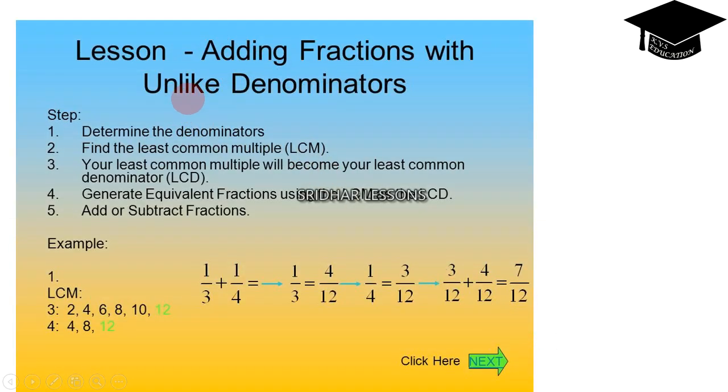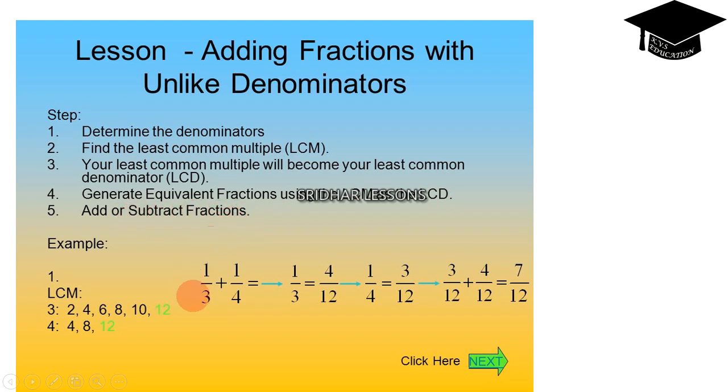Adding fractions with unlike denominators. So what do we have to do? Just now we have discussed it. Determine the denominators. Find the LCM, least common multiple. Your least common multiple will become your least common denominator. And generate equivalent fractions using the LCM as the LCD. Add or subtract, whatever it is, the fractions.